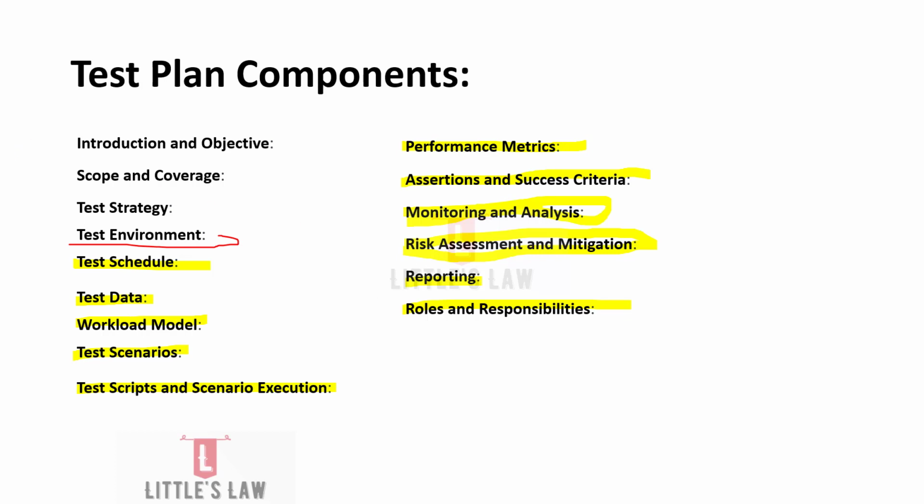So let me just go back once again. It should contain the introduction and objective, the scope and coverage, the test strategy, the test environment, the test schedule, the test data. Next comes the workload model and then the test scenarios, the test scripts and scenario execution, and then the performance metrics, the assertion and success criteria, the monitoring and analysis, and then next comes the risk assessment and mitigation, and then the reporting and the roles and responsibilities.